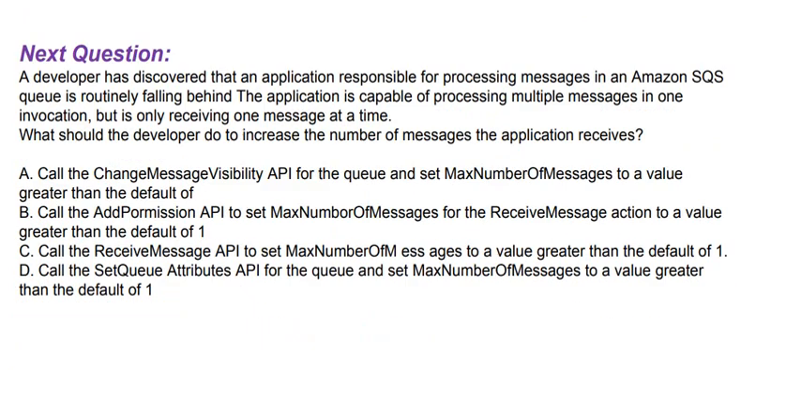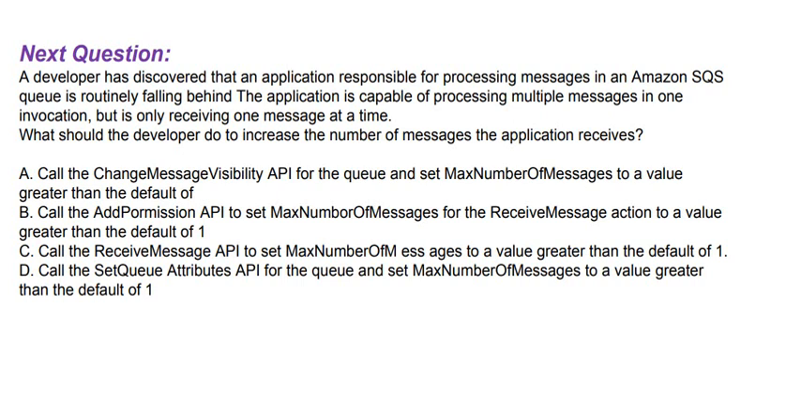Next question is: a developer has discovered that an application responsible for processing messages in an Amazon SQS queue is routinely falling behind. The application is capable of processing multiple messages in one invocation but is only receiving one message at a time. What should the developer do to increase the number of messages the application receives?